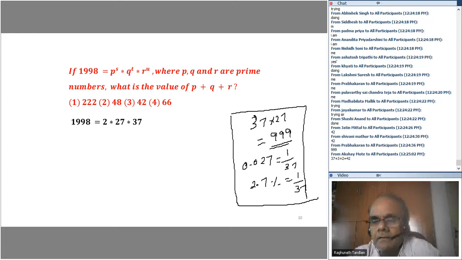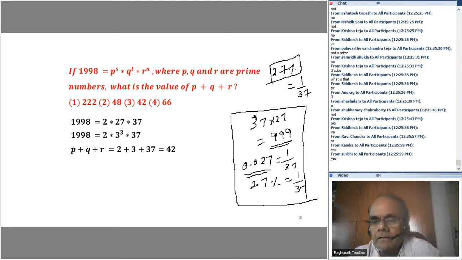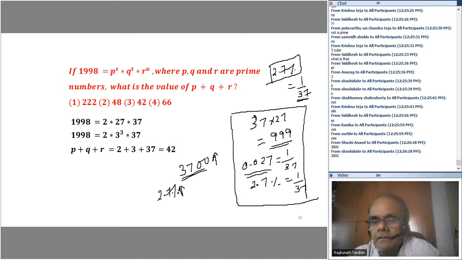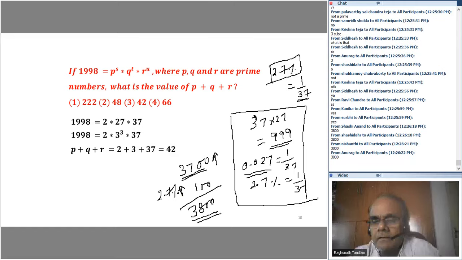Suresh, I'm saying this is for DI. If the question says 2.7% increase, it's 1 by 37. Are we clear? In the question, if you get 2.7% increase, it means 1 by 37th of it. For example, the cost of a watch is 3,700. It increases by 2.7%. What's the new value? Add 100 to this. What's the value? For that only I told you this connection. Are we clear?